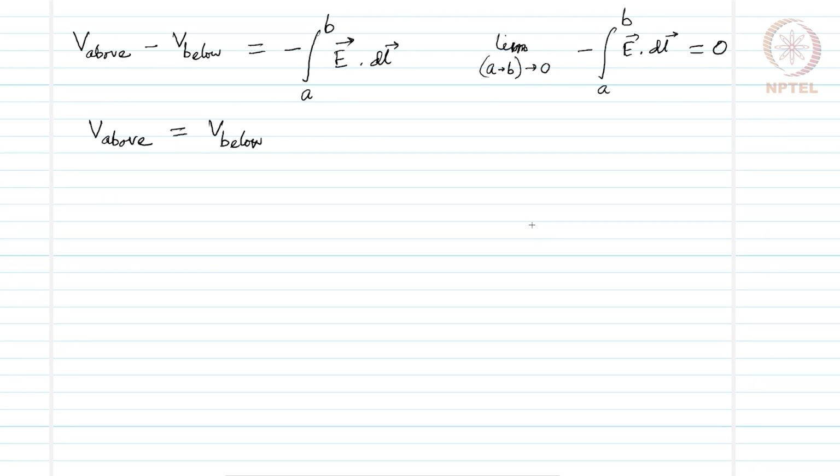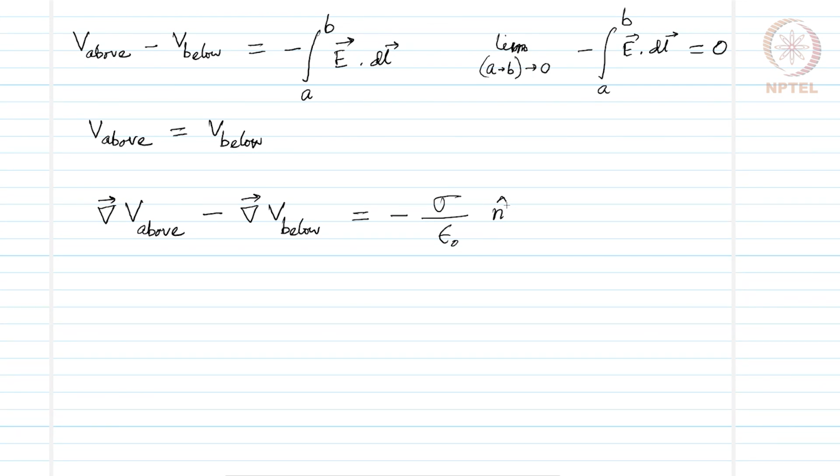So, we can write that the gradient of this potential above minus gradient of the potential below, that is not continuous, and this quantity can be expressed as minus sigma over epsilon naught n cap, which is just representing the discontinuity in electric field in terms of potential.